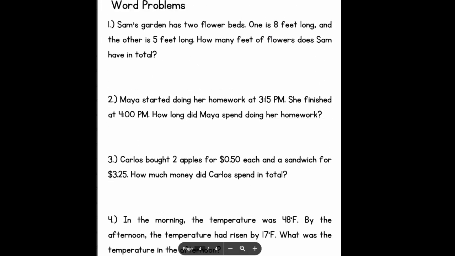Sam's garden has 2 flower beds, one is 8 feet long and the other is 5 feet long. How many feet of flower beds does Sam have in total? They don't actually tell us the width of either flower bed, but you could probably assume 8 times 1, because they don't tell us. If it's 8 feet long and 1 foot wide, it's 8 square feet, and then 5 feet long by 1 foot wide is just 5, so 8 plus 5 is 13. It's just 13 feet of flowers.